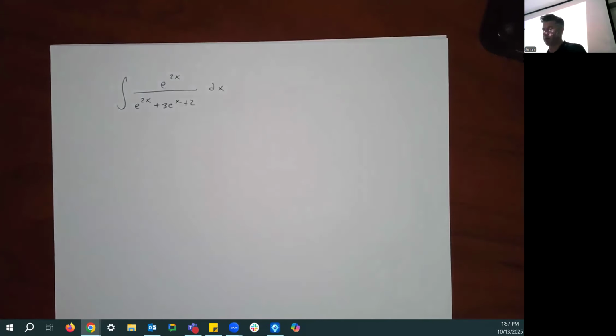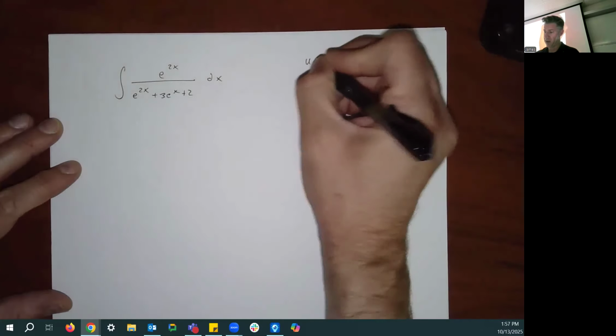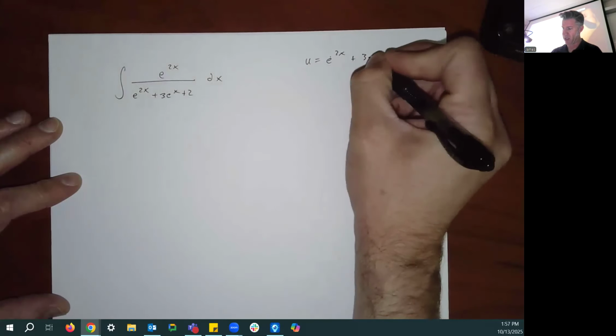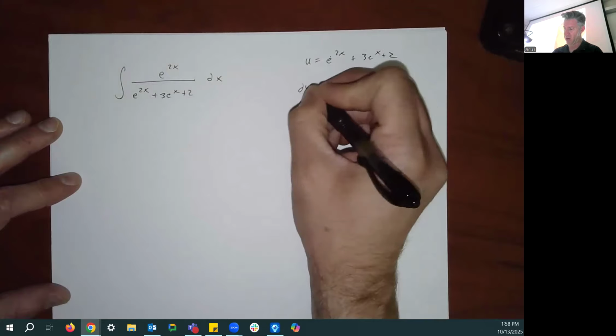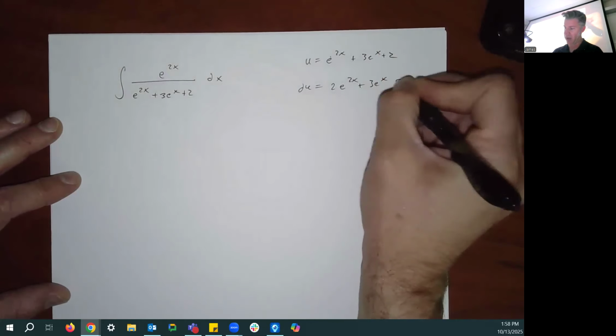Looks kind of ridiculous. It looks really ridiculous. You might think, try letting u equal the denominator. That's always a good place to start. It's not going to get you to the place you need to be here. If you let u equal the bottom, your du is way out there. If u equals e to the 2x plus 3e to the x plus 2, your du is 2e to the 2x plus, yeah, that does not look good at all.